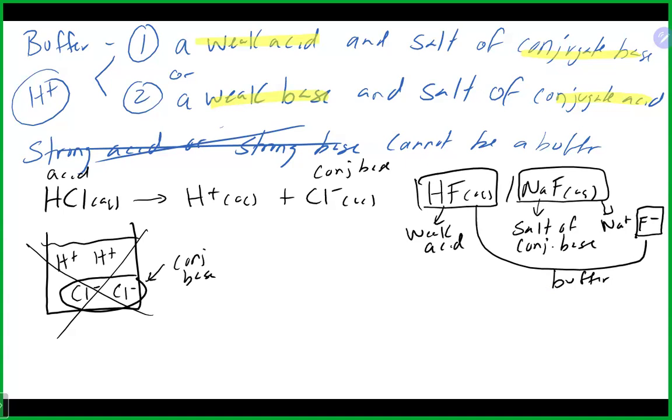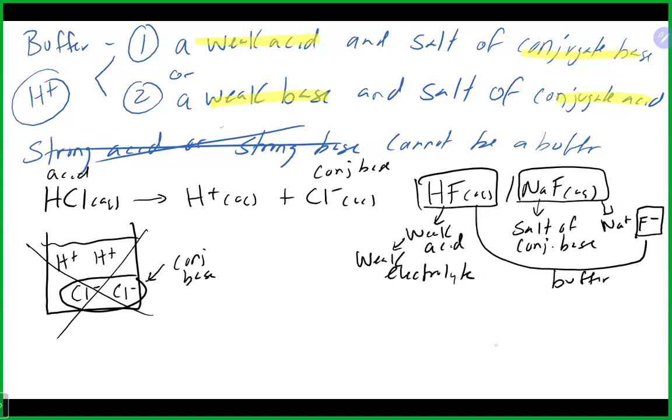The sodium there is just hanging out. It's really not doing anything. It's just kind of floating around. It's a spectator ion. It's not doing much in terms of it being a buffer. Now, why does this work and the other one doesn't? It works because this is a weak acid, which means it's a weak electrolyte.